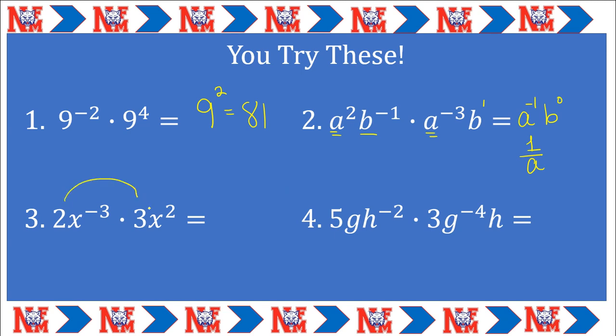Number 3, 2 times 3 is 6. And then we have x to the negative 1. Remember, this negative 1 is only attached to the x. So we have 6 over x to the positive 1. And the last one, 5 times 3 is 15. We have a base of g and a base of h. G to the 1 times g to the negative 4 is g to the negative 3. H to the negative 2 times h to the positive 1 is h to the negative 1. Both the g and the h need to be reciprocated to the denominator, giving all positive exponents. The 15 has the understood positive 1. It remains where it is.